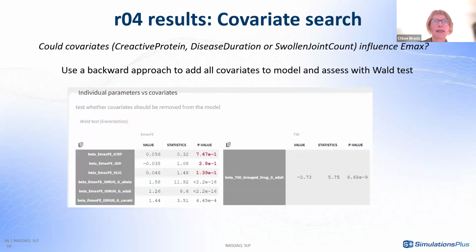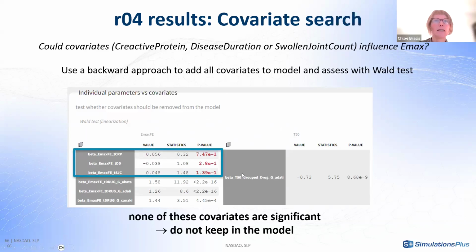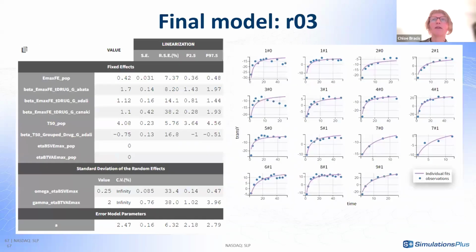So in my case, I decided to add all of my covariates at once, and we see here that none of these covariates are significant, so I'm not going to keep any of them in my model. So my final model is the one that we just saw.